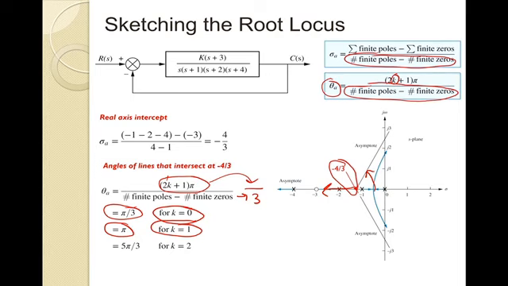And finally, when I substitute k equals 2, I get 5 pi over 3, which would be this angle right there. So relative to that intercept point, -4/3, I have two asymptotes, basically 60 degrees and minus 60 degrees, and then I have this 180 degrees. And what that's going to do is help guide essentially where these poles go.